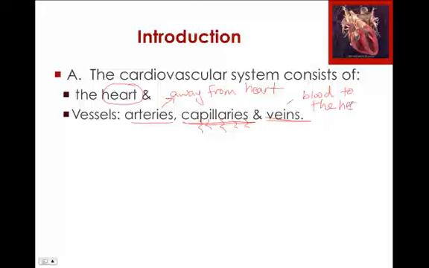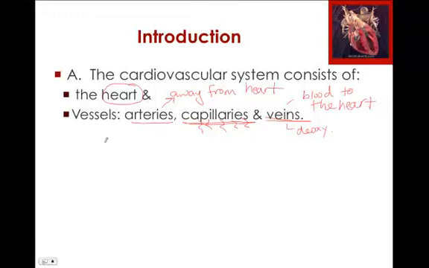And again, for the most part, they're normally carrying deoxygenated blood. But not all veins carry deoxygenated blood. And as you're going to see, the exception to the rule in this case is going to be the pulmonary veins. And the pulmonary veins will actually be carrying oxygenated blood back to the heart, from the lungs back to the heart. So again, there are exceptions to the rules.